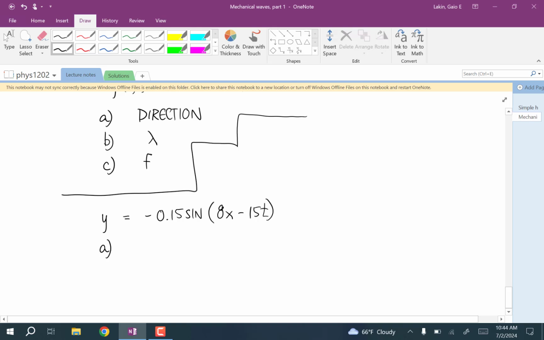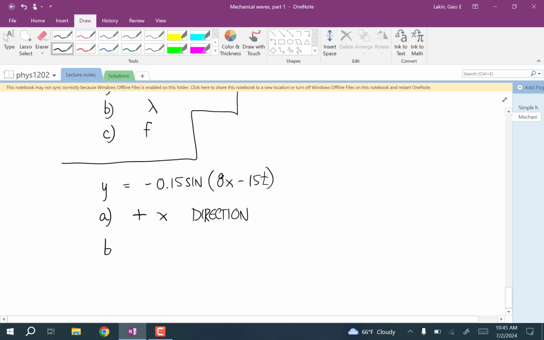And now we can think about the direction this is moving. If we take a small positive t value, then the stuff in parentheses is going to become a little more negative. And in order to keep it the same, we need the 8x term to become a little more positive to counteract that. And so what we see is that the direction is positive x.